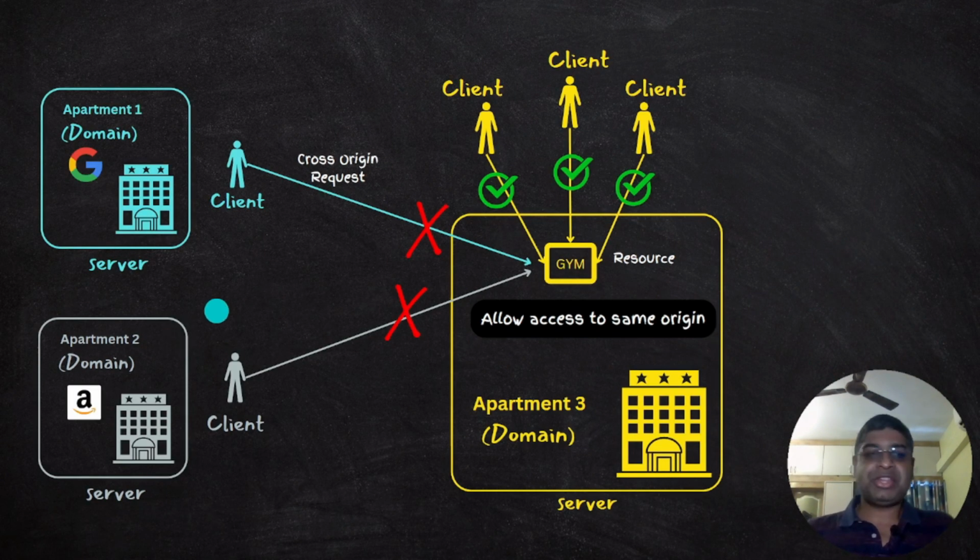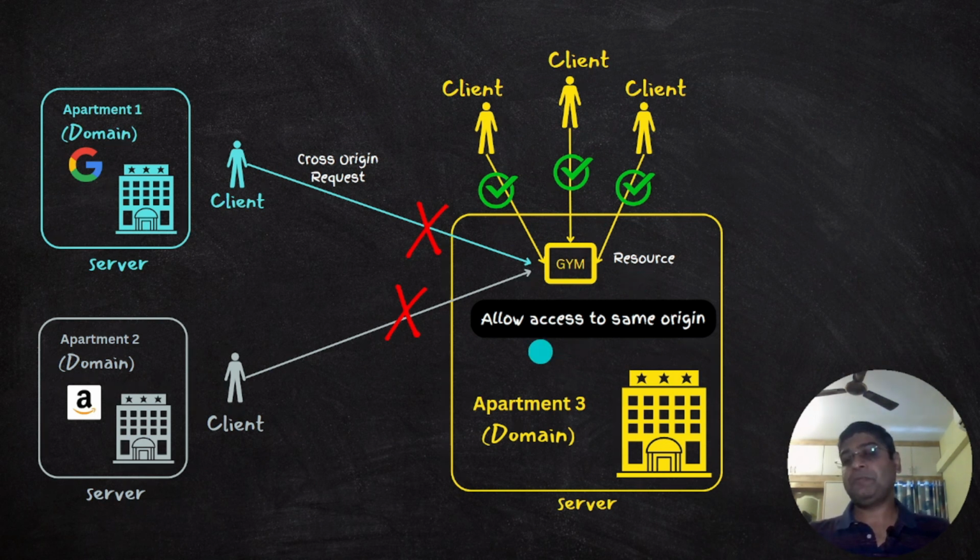Think that there are three apartments: apartment 1, apartment 2 and apartment 3. It's some kind of a society that you live in, right? So imagine you live in apartment 3. Apartment 3 has a gym, which I would call a resource. Remember the definition from my previous slide, resource, right?